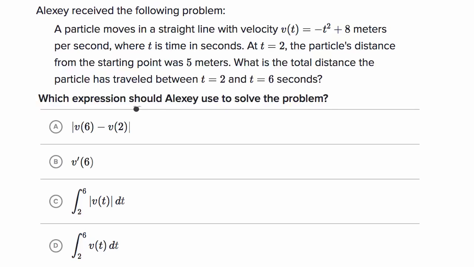Which expression should Alexei use to solve the problem? So we don't actually have to figure the actual answer out. We just have to figure out what is the appropriate expression. So like always, pause this video and see if you can work through it on your own. So now let's tackle this together.